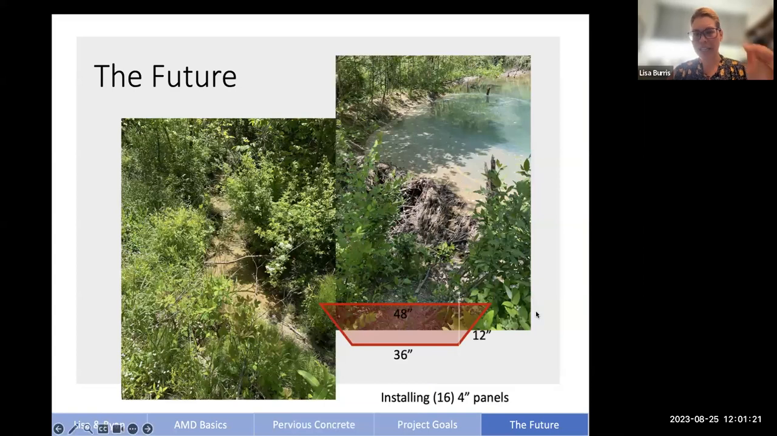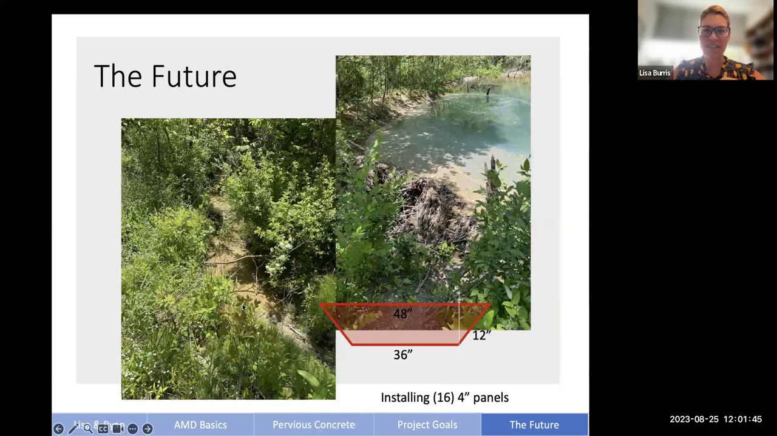And so I'm showing here a picture of the site where we're installing the panel. So here is our large AMD pond and the location of the old beaver dam. And then the stream flows out and narrows in size. So we've created some trapezoidal panels that are 4 feet on the top, 3 on the bottom, and are about a foot tall. You can see that the stream is pretty shallow.